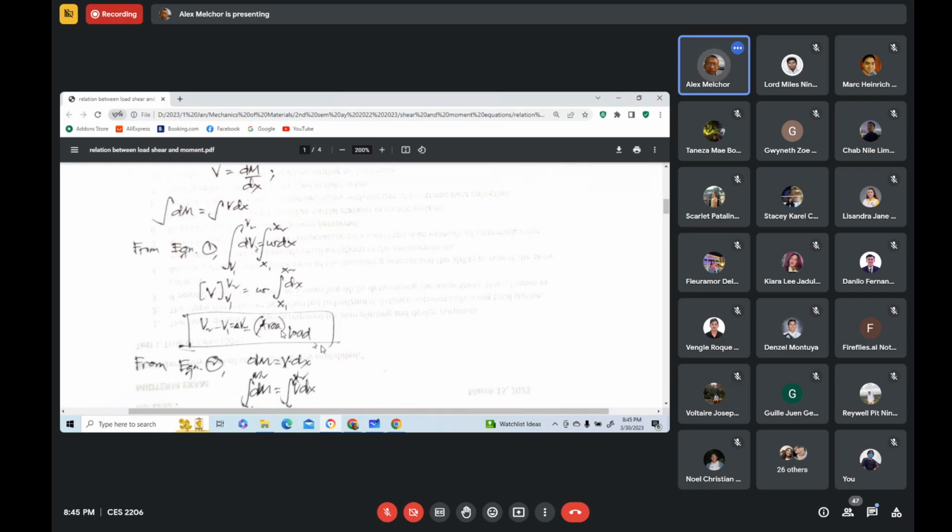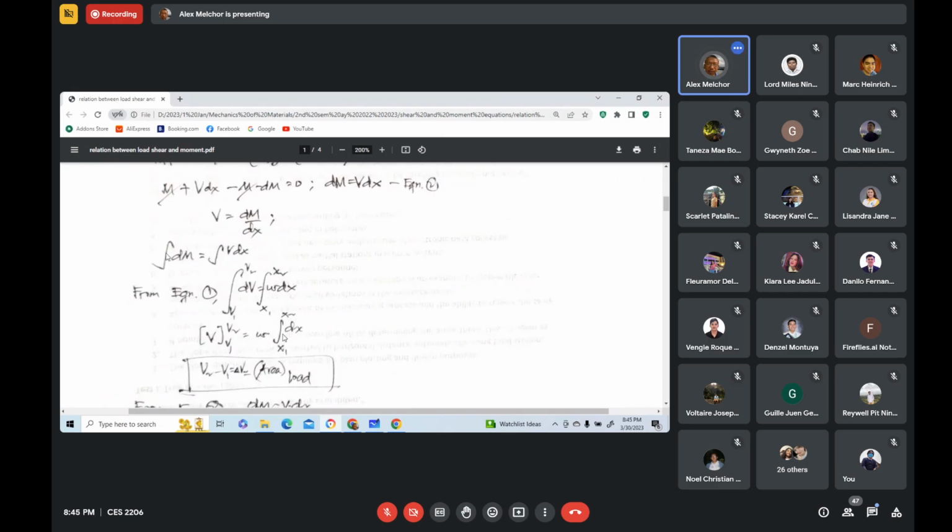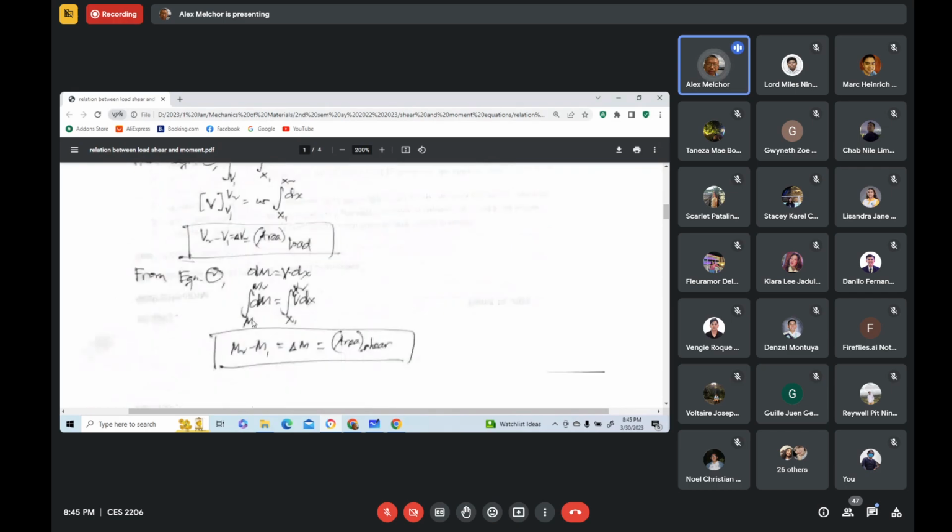So now, if there are no questions, we proceed from this equation here. We integrate this: integral dM from M1 to M2 equals integral V dx from x sub 1 to x sub 2. So integral dM is M. We substitute those limits, so M sub 2 minus M sub 1. This M sub 2 minus M sub 1 is the change in moment.